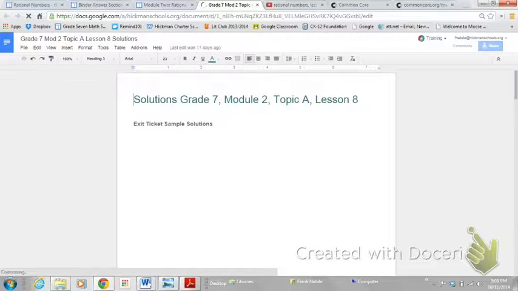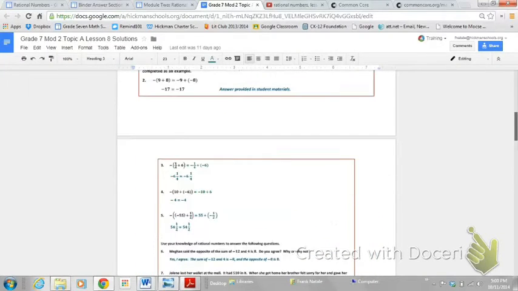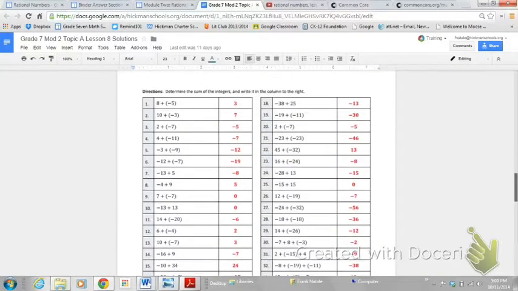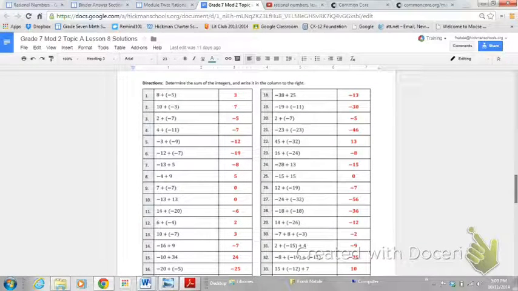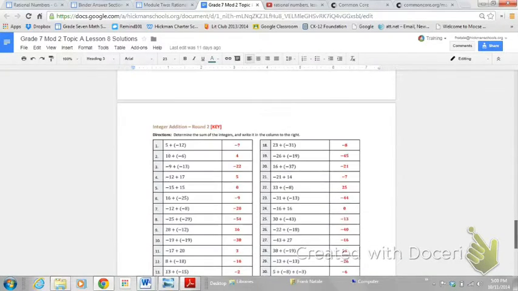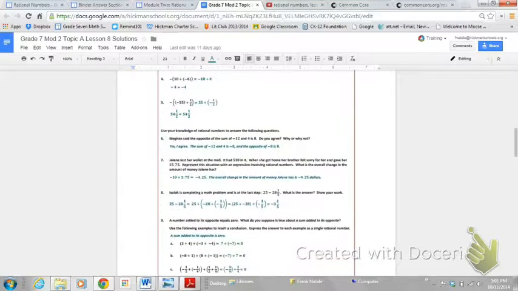On the solutions page, there's not only solutions to the exit ticket and the problem sets, but if you keep going down you'll see the solution sets for round 1 and then for round 2. These are the keys. They are there for you to use, and hopefully you will go ahead and use these sprints. You don't have to use them just this once. You can continue to give them to your student. They are well worth the effort.